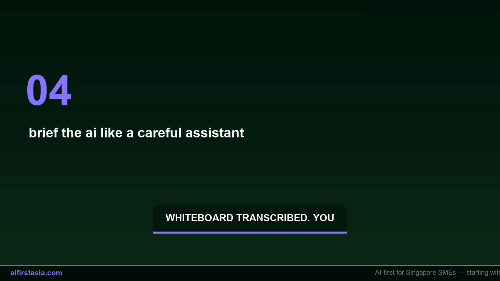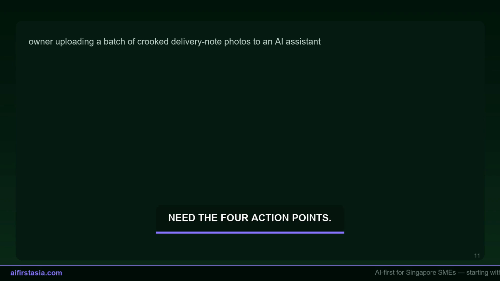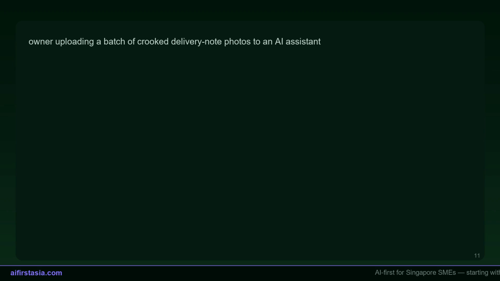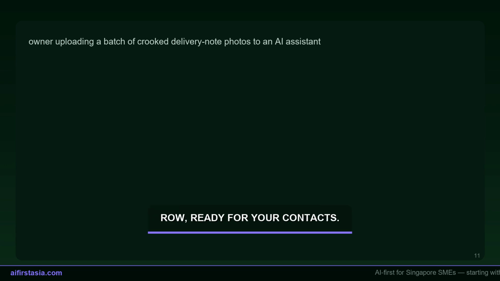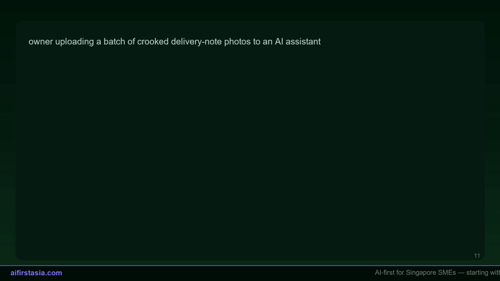Nobody needs the whole whiteboard transcribed. You need the 4 action points. Nobody needs the entire name card read aloud. You need the name, company, email, and mobile in a row, ready for your contacts. So say it. From these delivery notes, give me the date, the supplier, and the item count for each. From this whiteboard photo, give me the decisions and who owns them. The image plus a clear ask. That is the whole input. Brief the AI like a careful assistant.